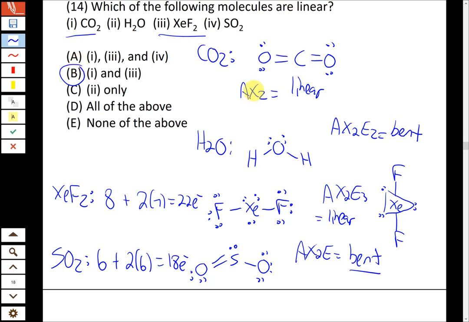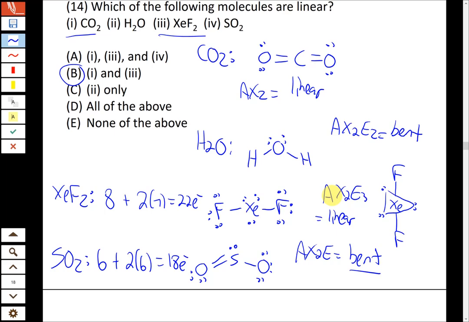So AX2E0 is linear, AX2E1 is bent, AX2E2 is bent, AX2E3 is linear, and that's all the possibilities we'll have for 3 atoms in the formula. But again, linear or bent are the only 2 options in that case. So there are a lot of other shapes and geometries you need to be familiar with, but these will come up from time to time as well, and make sure we're able to do those as we did here. All right, any questions on this problem or this topic in general?